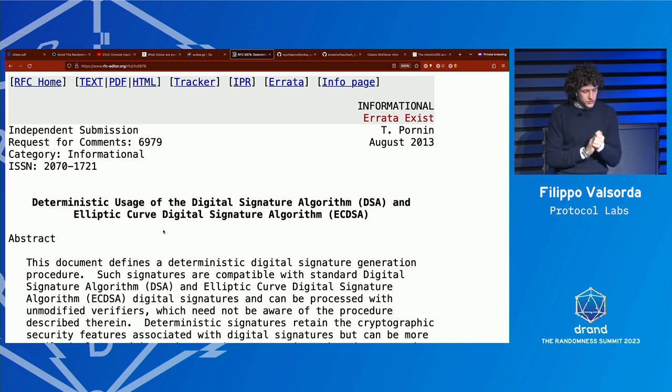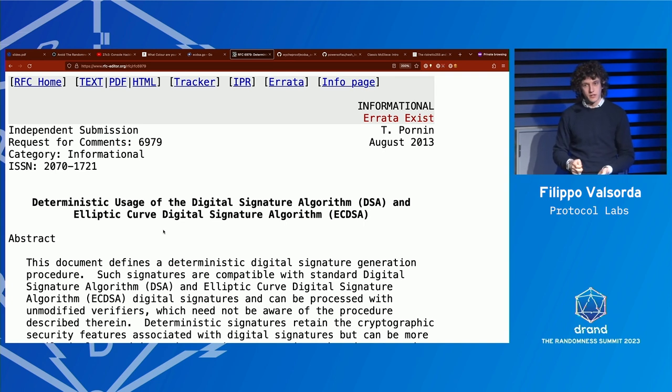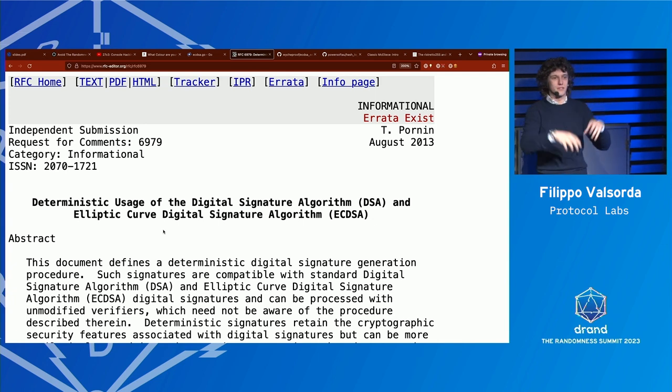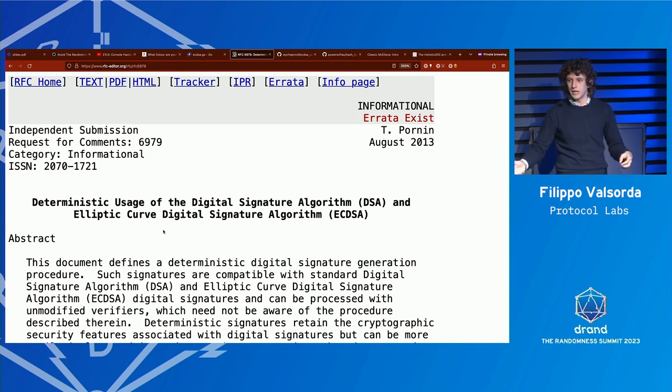So this is called different things in different areas. I call it hedging. Some people call it hybrid signatures. The point being, if you already have ways to reduce the requirements of random inputs, please put them in the specification. And don't say, well, that's a thing implementers can do. Like, you're an implementer, you can just put stuff inside the RNG and then use that as your RNG.